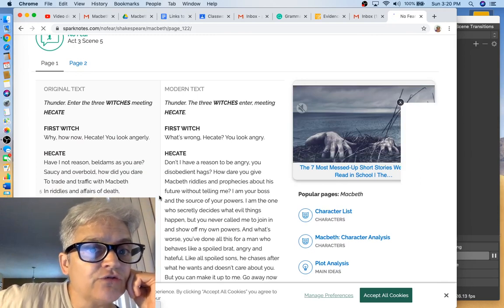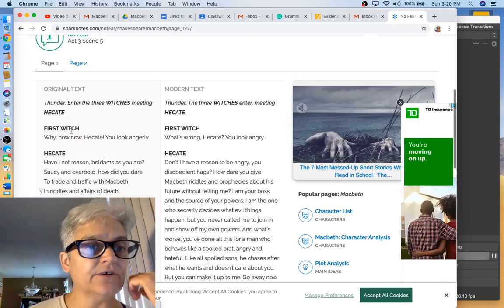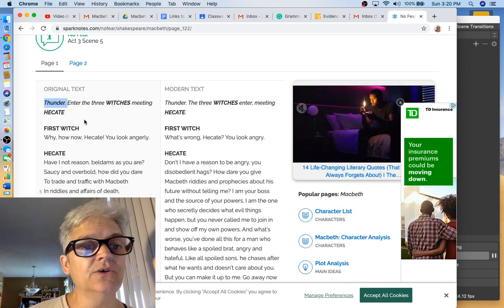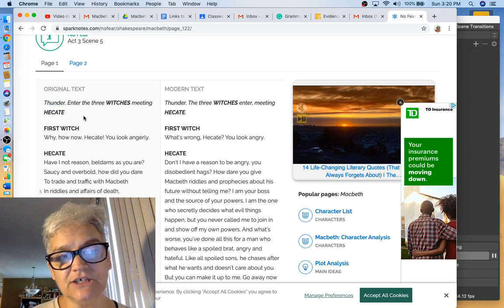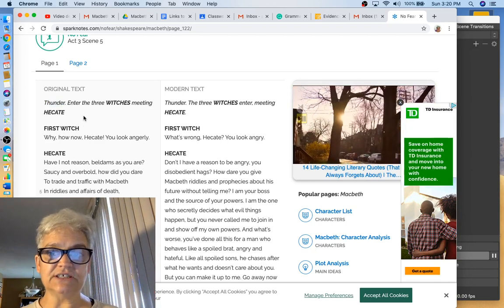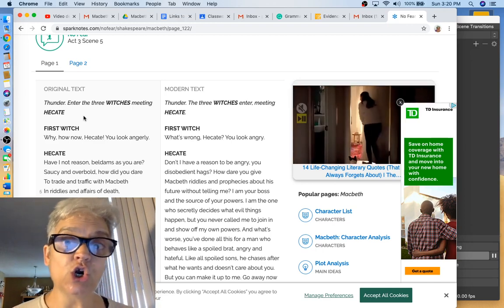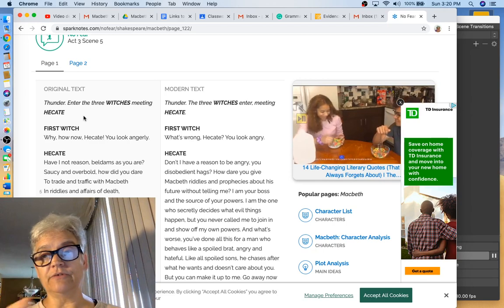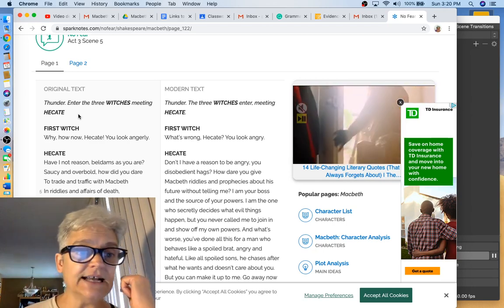Thunder. Enter three witches, meeting Hecate. Thunder, pathos. The nature is in harmony with man's actions. Now, just because it is in harmony with man's actions doesn't mean man's actions are good. In this case, the stormy weather is reflecting the storminess of man's actions.